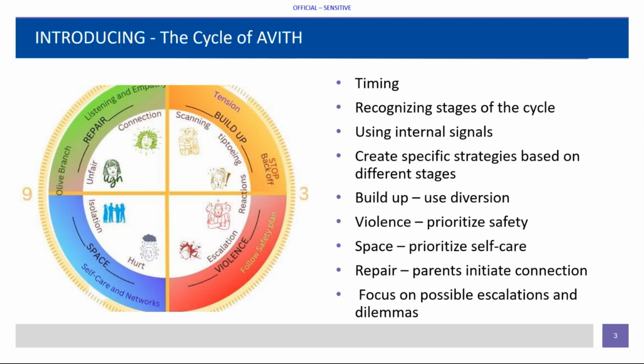It's around focusing on self-care and self-soothing for everybody. And the 9 till 12 o'clock section is around prioritising repair, and really recognising that in adolescent violence, there's rarely an apology. Therefore, parents often end up having to initiate reconnection. And this is where setting expectations, if it's safe to do so, might be possible.